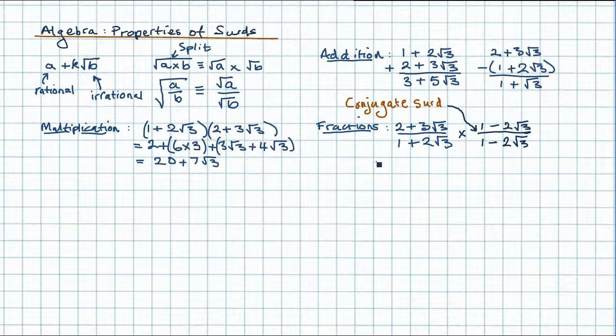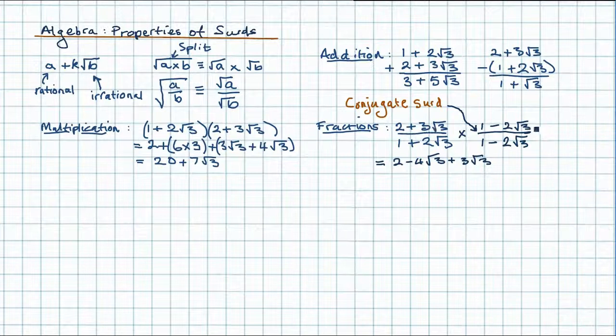So here we go. First of all, let's do the numerator first. We're going to FOIL it, so 2 times 1, so it's 2. 2 times negative 2 root 3 is going to give us negative 4 root 3. So let's write that out, negative 4 root 3. And then we've got 3 root 3 times 1. So that's plus 3 root 3.